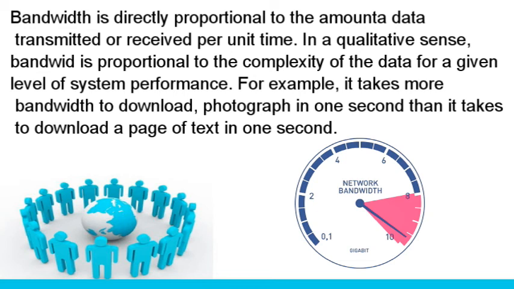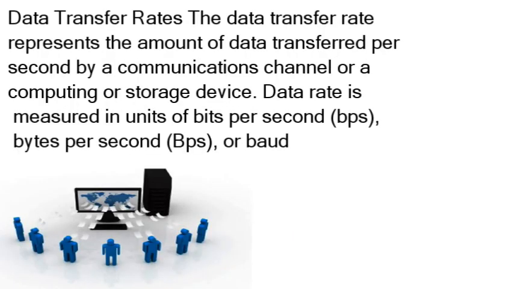A simple example of this: you are downloading a photo, and downloading the photo takes some time, suppose some seconds. Whereas whenever you search for something and load that page, it loads in a second. So basically that is bandwidth. The loading of a page and the downloading of a picture taking different times is basically what is called bandwidth. Next we come to data transfer rates.